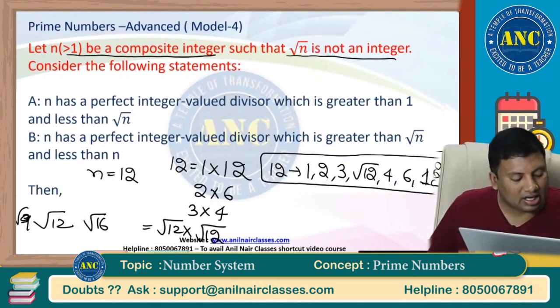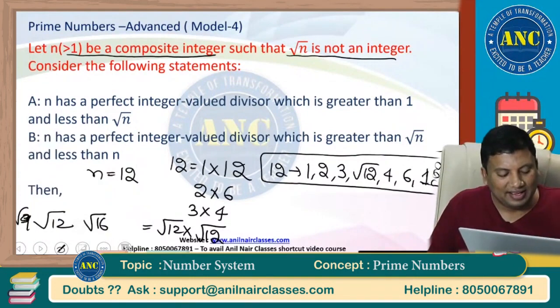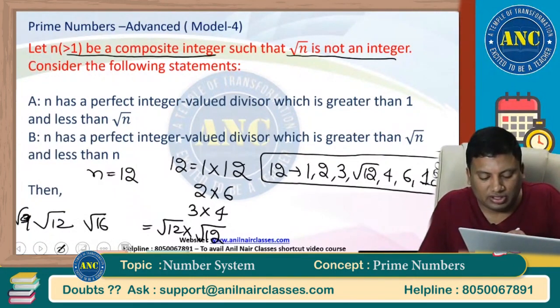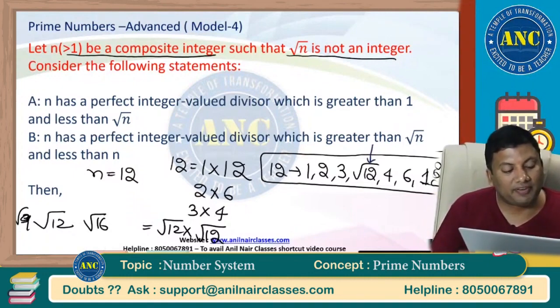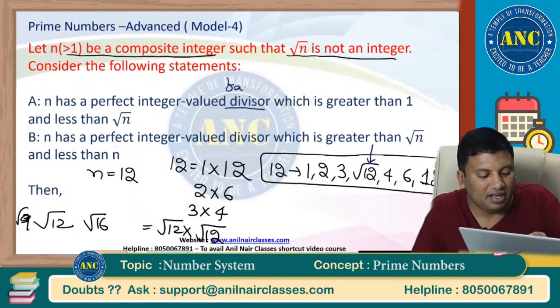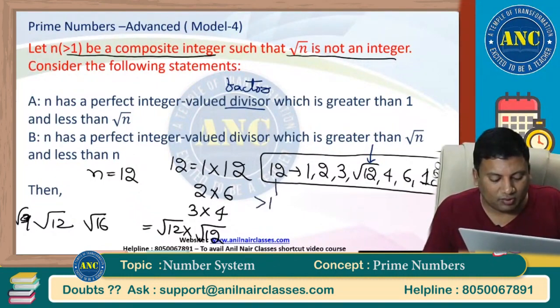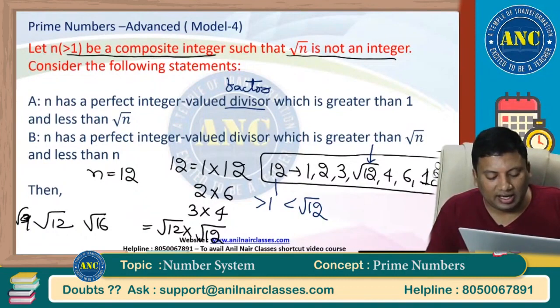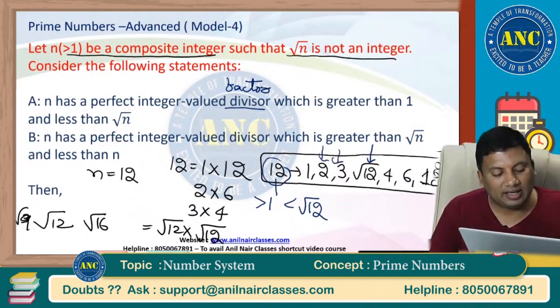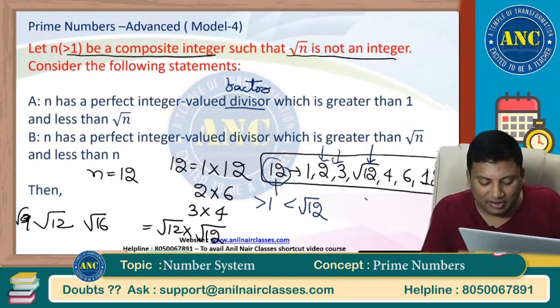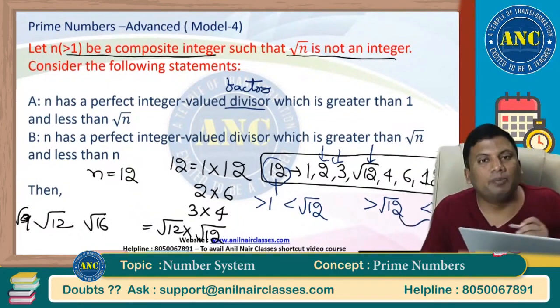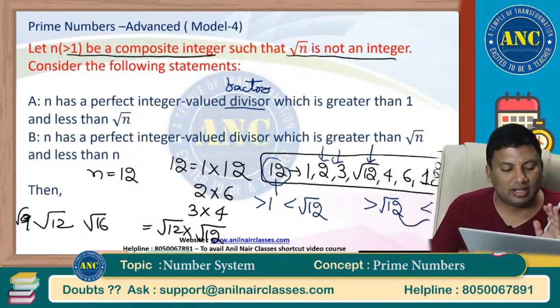Now, n is a composite integer. I took the n value as 12. So 12's factors are 1, 2, 3, 4, 6, 12. I just inserted root n. n has a perfect integer valued divisor which is greater than 1 and less than root n. Are there any factors of 12 greater than 1 and less than root 12? Yes, 2 is a factor of 12, 3 is a factor of 12. That means take all the integers greater than 1 and less than root 12; in between you will find some numbers which will divide 12. That is what it is saying.